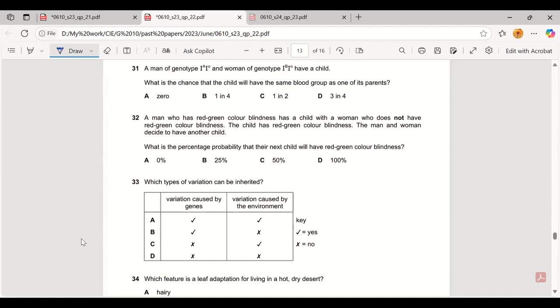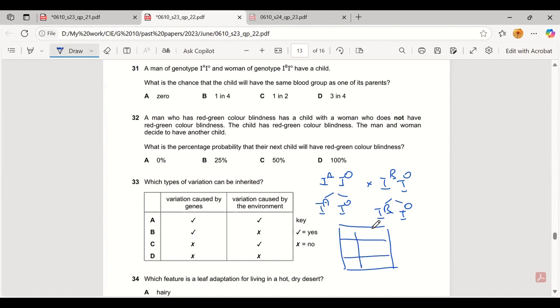One of its parents. We have to try it out, right? Or you can know. I don't want you to do it mentally. I have to try it, guys. Okay, I will try it here. IAIO and IBIO. Gametes. Okay, Punnett square.